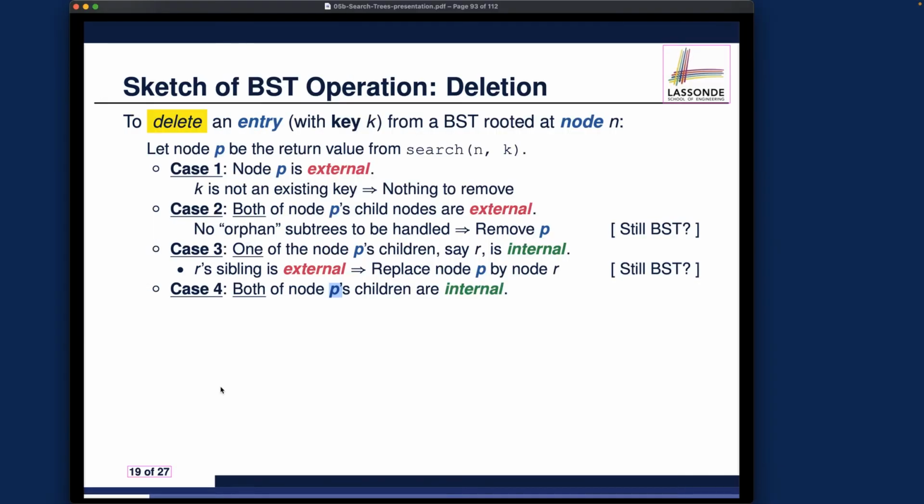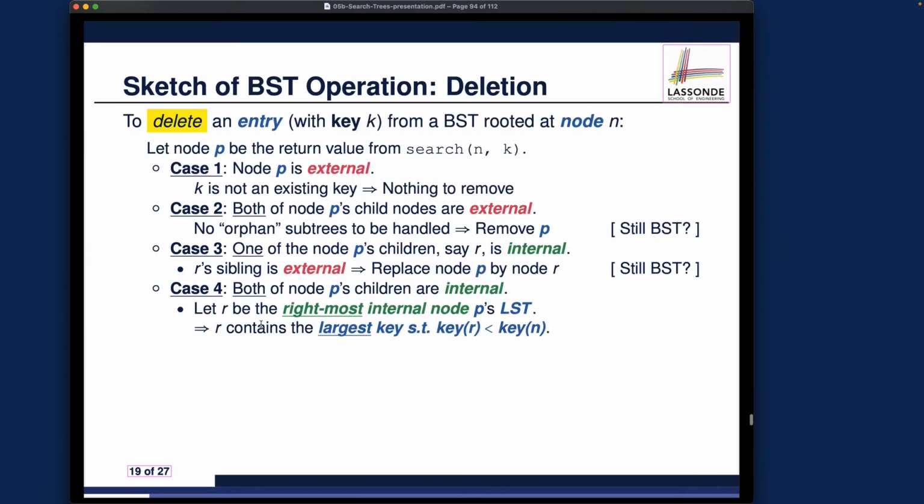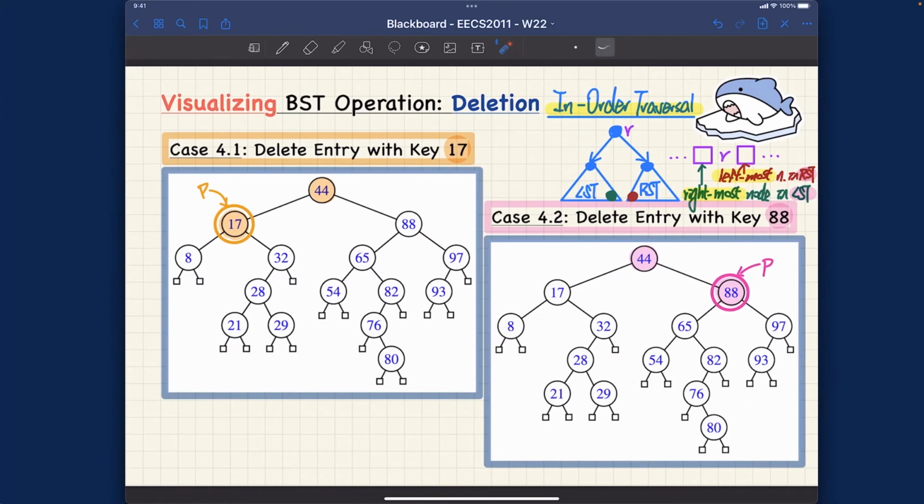Let's now go over the principle. Okay. So let R be the rightmost internal node in P's LST. That's exactly the kind of node I was talking about. And in the slides, I'm basically saying, if you want to remove this node specifically, you want to find out what is the node storing the largest key value that's strictly smaller than this node's value. Apparently, it would be the rightmost node in the left subtree, which we just spoke about.